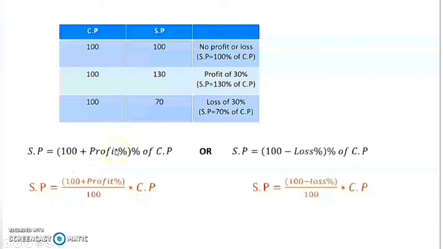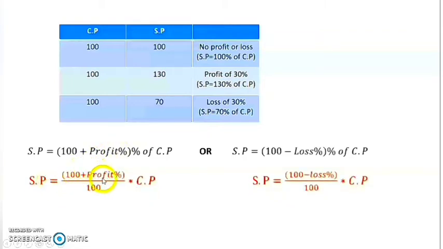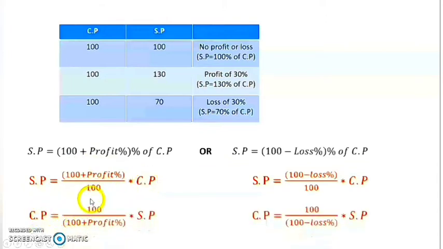Now, to convert this percentage into the actual value, we'll have to divide by 100. That is, SP will be equal to 100 plus profit percent upon 100 into CP. And in this case, SP will be equal to 100 minus loss percentage upon 100 into CP. Now, these formulas are very, very important. Now rearranging the same formula, you will get a different formula for CP. That is CP equal to 100 upon 100 plus profit percentage into SP, and CP equal to 100 upon 100 minus loss percentage into SP. These are thus the formulas obtained by rearranging the above formula.